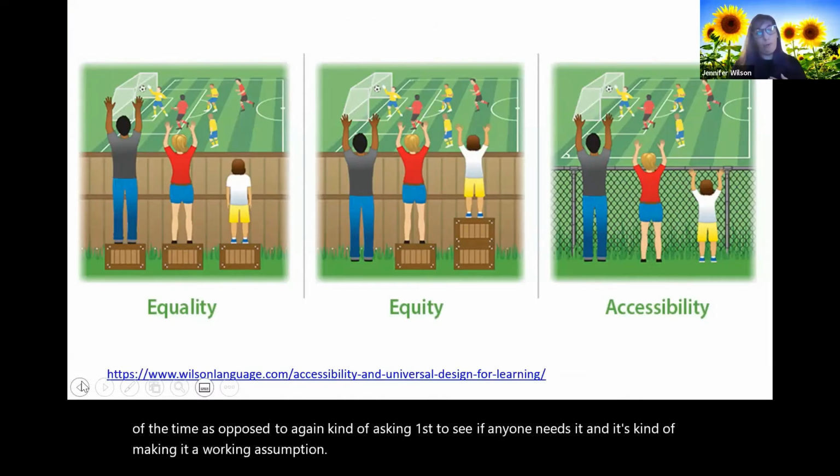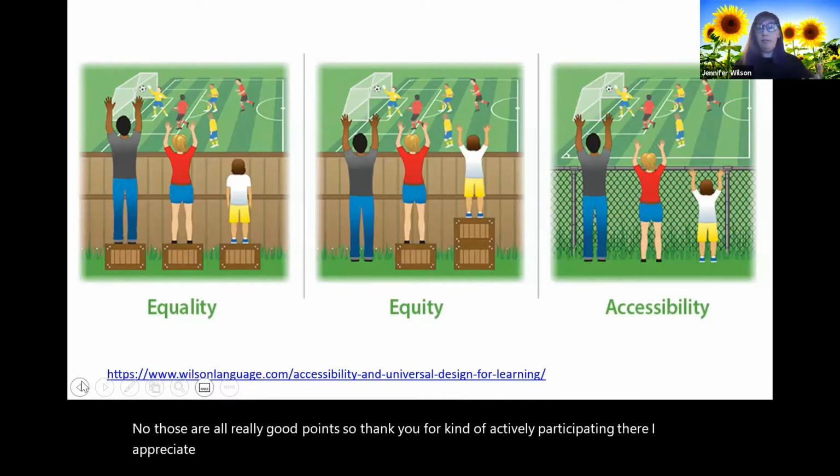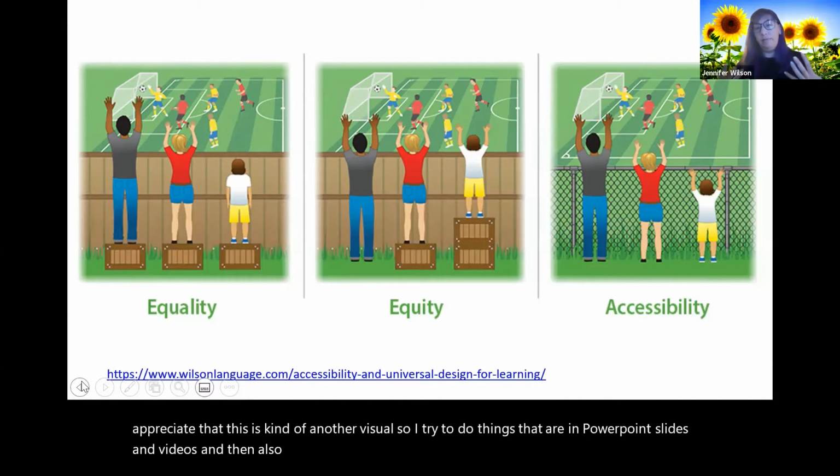No, those are all really good points. So thank you for actively participating there. I appreciate that. This is another visual. So I try to do things that are in PowerPoint slides and videos and then also pictures to talk about the idea of universal design.